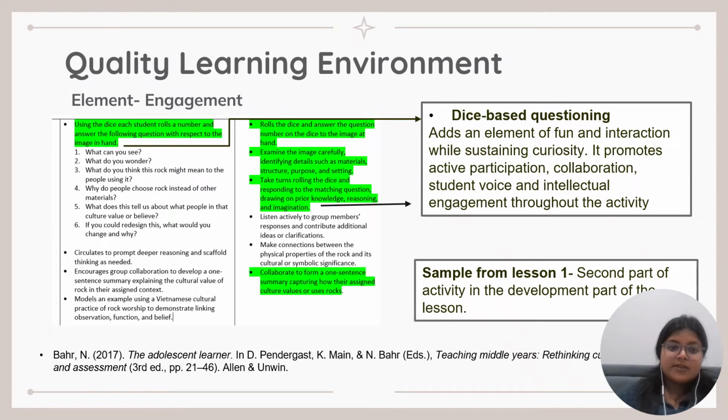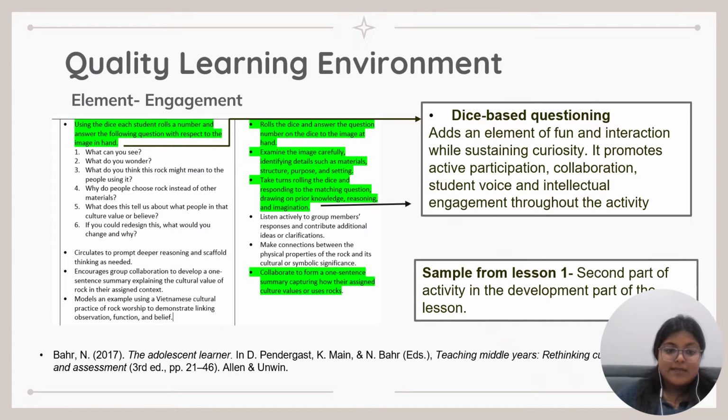The second strategy that promotes engagement is dice-based questioning used in the rock and roll activity. Students were in groups and each student rolled a dice to decide which question they would answer about their culture. The dice added an element of fun and surprise, keeping students alert and curious. Because everyone got a turn, it made participation fair and inclusive. It also reduced the pressure on shy students since it was the dice choosing them and not the teacher imposing a question on them.